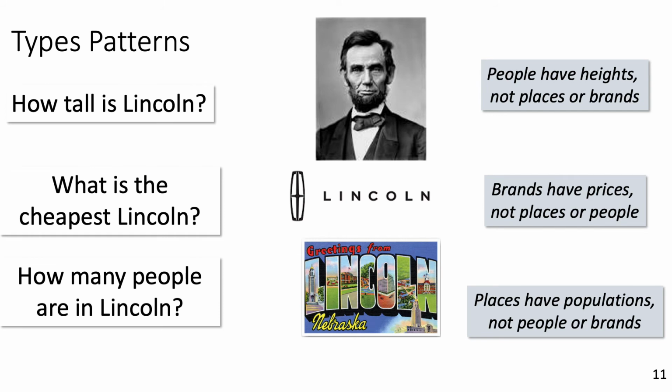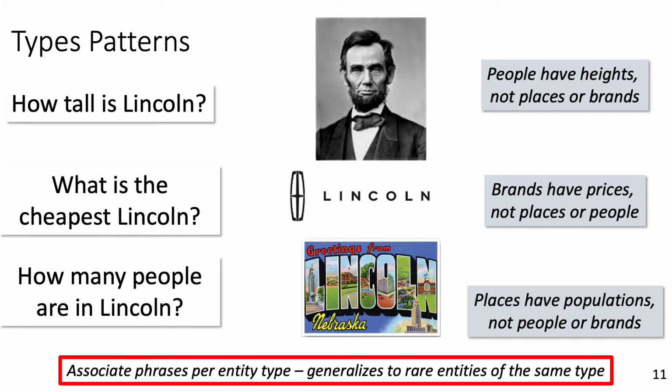Now, types also have patterns where you can associate keywords with different types. For example, in the question, how tall is Lincoln, you know that it's referring to the person because people have heights, not places or brands. Similarly, what is the cheapest Lincoln has to refer to the car company because car companies have prices, or cars have prices. And if you have how many people are in Lincoln, that has to refer to the city, not the person or the brand. Now, these patterns are over types, and their phrases associated with each type. And again, this is another pattern that does generalize to other entities. Knowing something about what it means to be a person, the type person, can transfer to rare people.